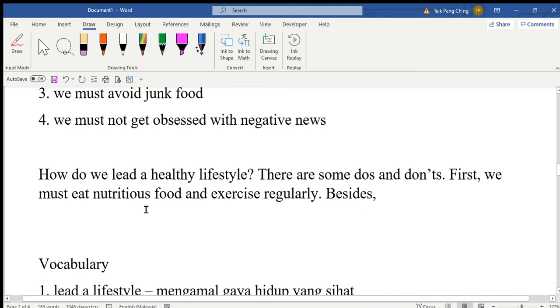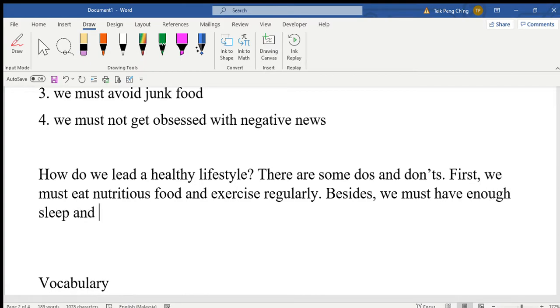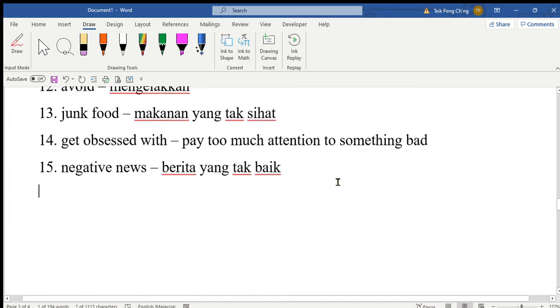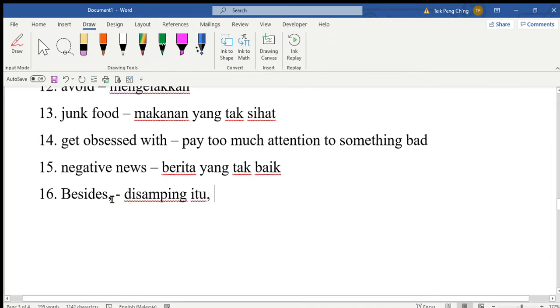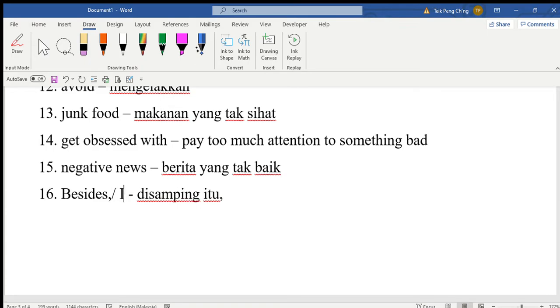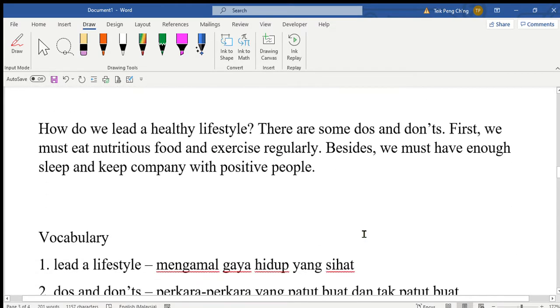Besides, di samping itu, besides, we must have enough sleep and keep company with positive people. Okay, so here are the points about things that we must do. Now let's talk about things that we must avoid. Perkara-perkara yang kita perlu elakkan. So how do we say di samping itu? We have already got one here, right? Besides. Besides maksudnya di samping itu. Another word for di samping itu adalah in addition. So we use in addition here.